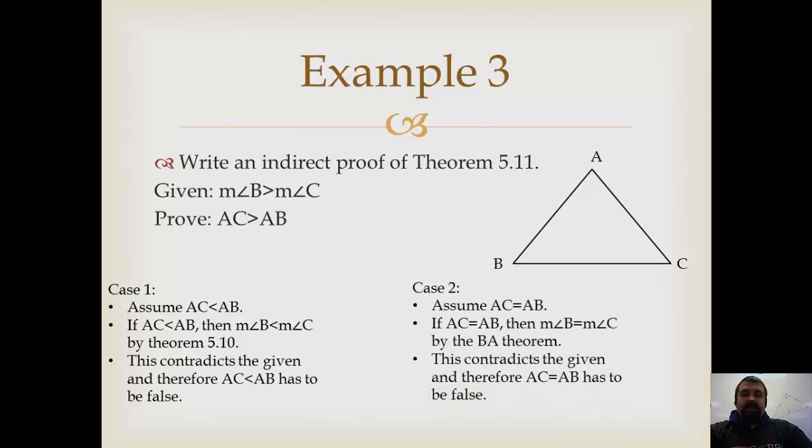What if I assume that the length of segment AC equals length of segment AB? Well, if I assume this, these two lengths are the same. It's now isosceles. Hold on a second. If it's isosceles, then angle B and angle C have to be congruent by the base angles theorem. Whoa. They can't both be congruent and having one of the angles be larger than the other. That's impossible. That contradicts the given again, and therefore this statement has to be false. A contradiction comes about by assuming the opposite is true.